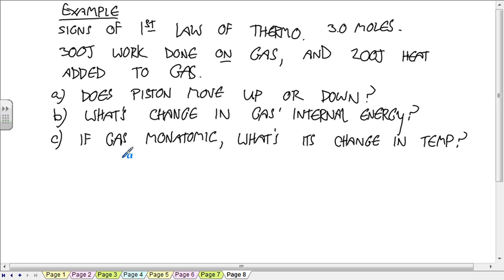Okay, so does the piston move up or down? That just has to do with the sign of W, so you can figure that out as soon as you can figure out the sign of W.